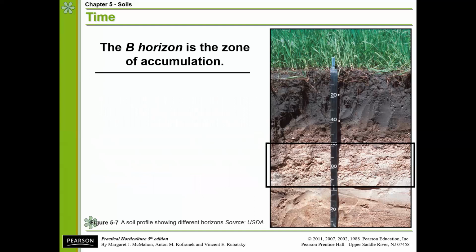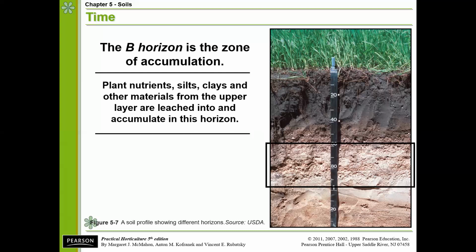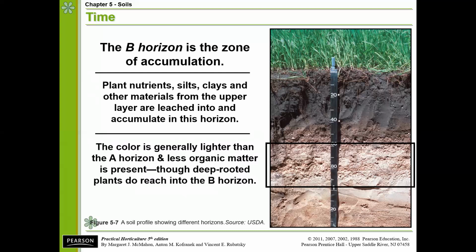The B horizon, though, below it is just as important. It's the zone of accumulation. So everything that comes out of the A zone moves down into the B zone. The difference, though, is that it's generally a little bit lighter in color, and there's going to be less organic matter present in that B horizon. So the B horizon is definitely important. It's going to have some root growth in it, especially with more perennial plants.